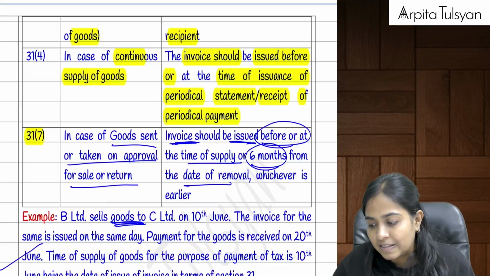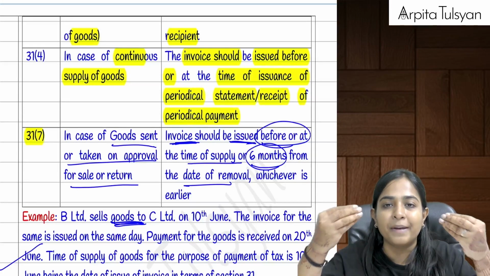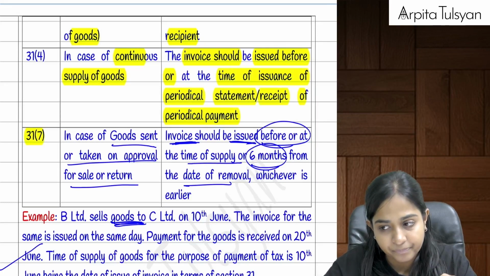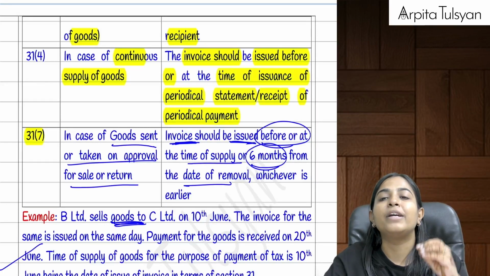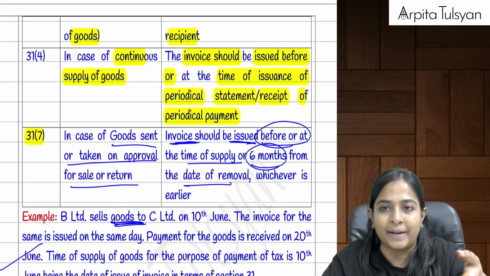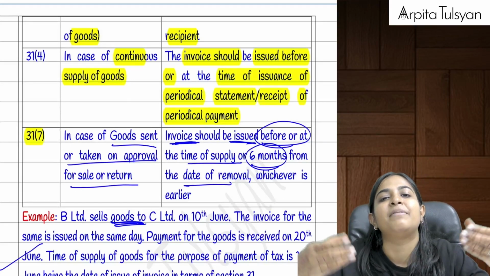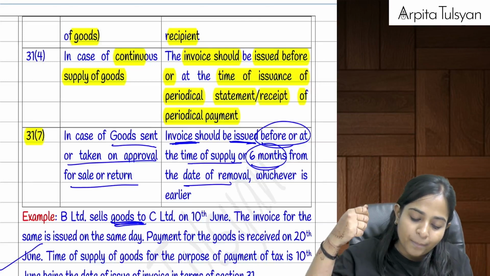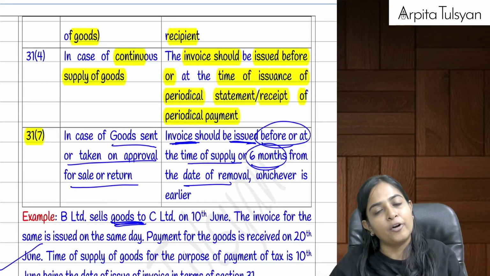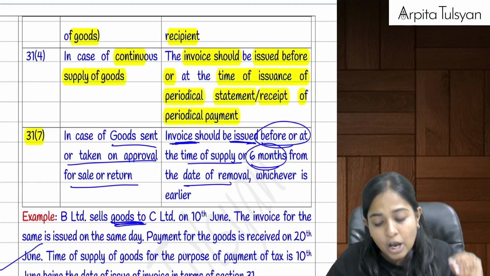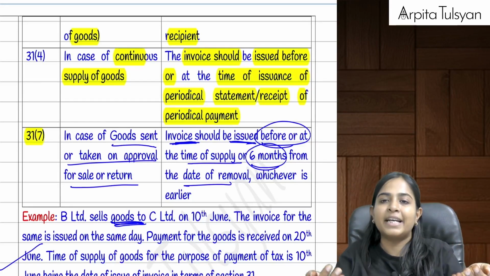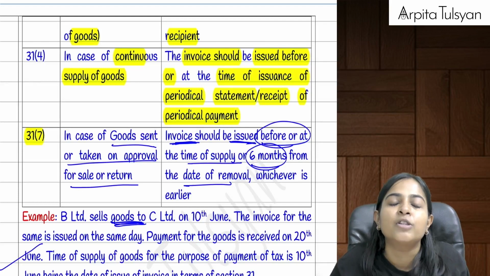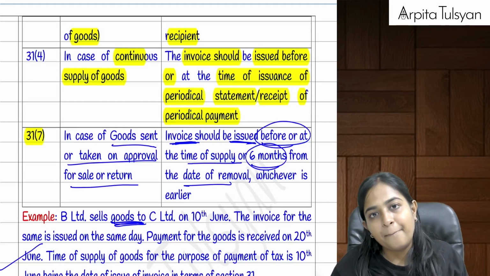Generally, whenever I am supplying you some goods periodically, I am going to issue you a periodical statement, stating that this much value of goods or this much quantity of goods has been supplied. So on or before the time of issuance of the periodical statement, I have to give you the invoice. Or if I am not giving you the periodical statement, but you will be making the periodical payment, then on or before the receipt of that periodical payment.